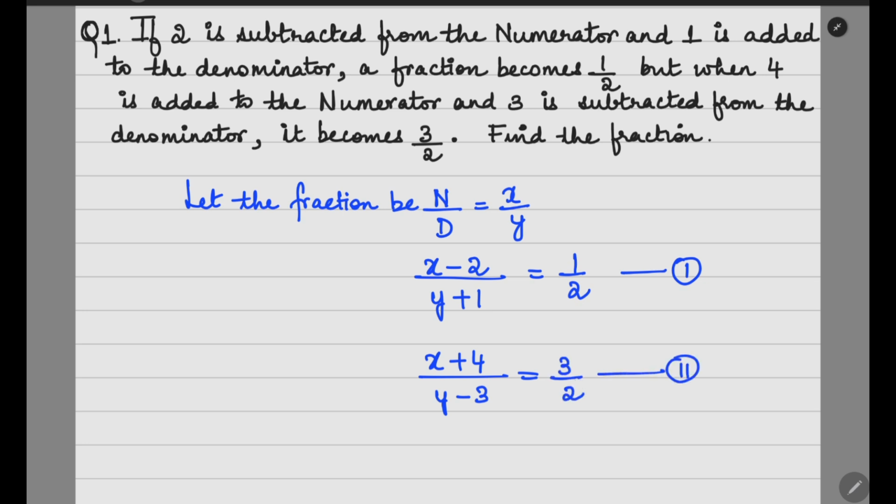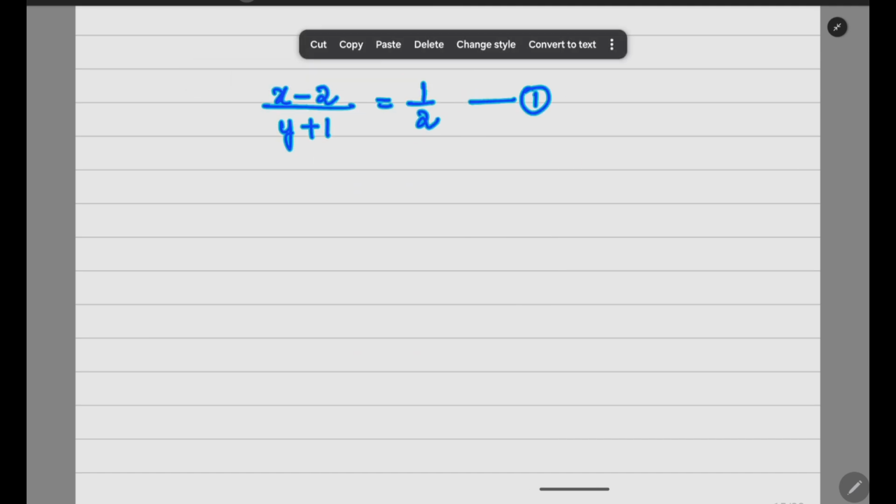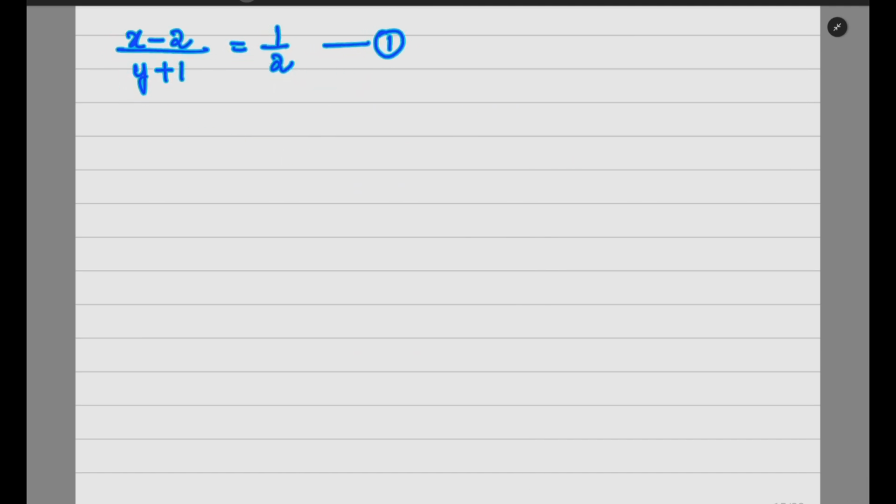This is equation B. Now we have to solve for 1 and 2. So let's take the first one and solve it. So this is your first equation. Just cross multiply. So what do you get?